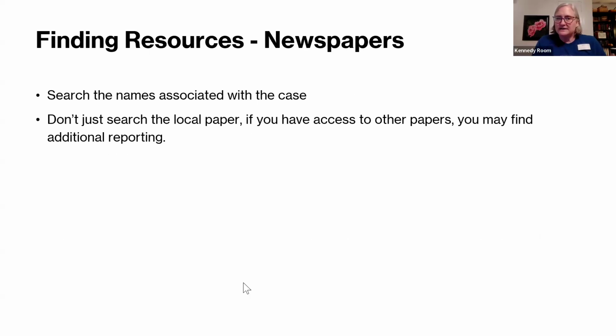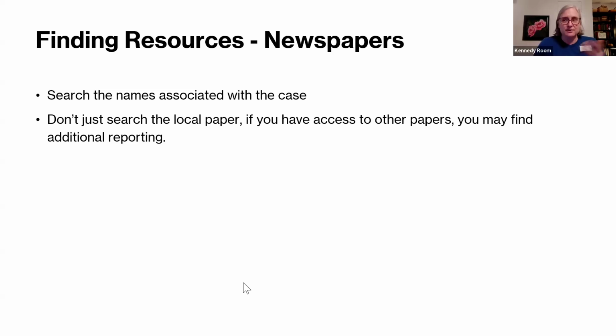So, finding resources for this case study, you're going to look for newspapers. You're going to look at the census. You're going to look at various things. Search the names associated with the case or the names of your family members. Don't just search the local paper. If you have access to other papers, you may find additional reporting. Especially, we have some time periods in the late 1800s, early 1900s, where our paper does not survive.